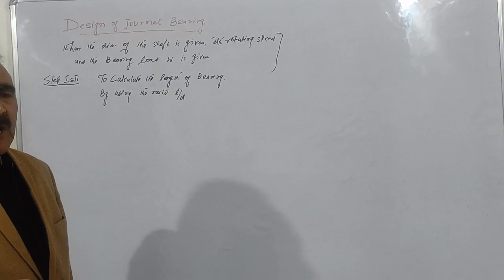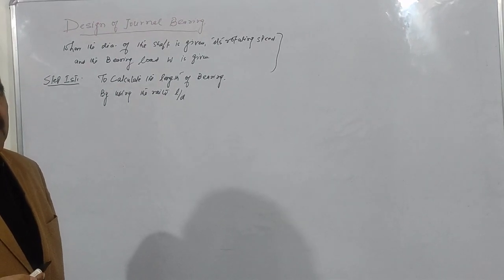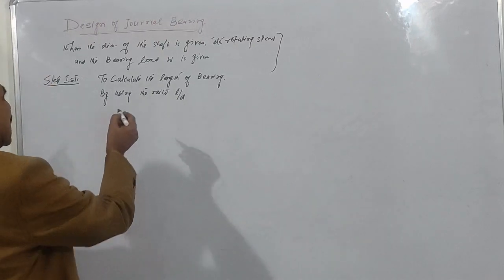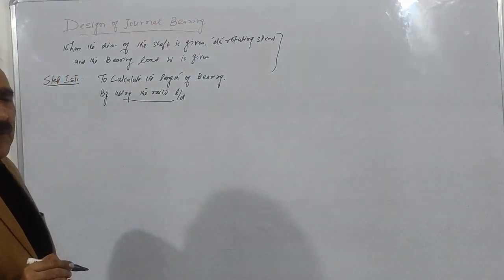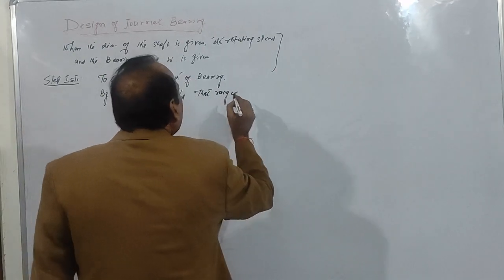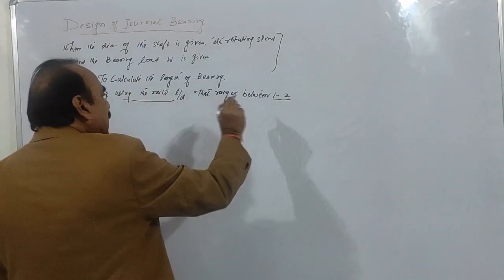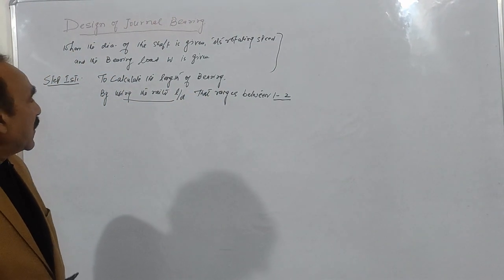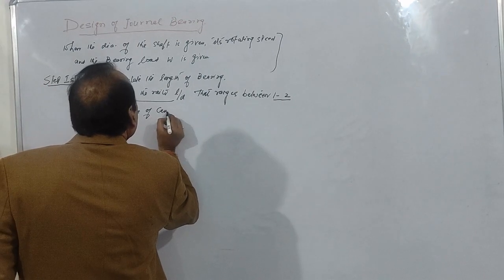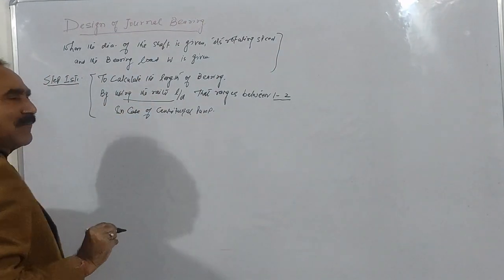That depends upon what type of bearing you are using and where you are using it. I am just assuming here that it is a centrifugal pump. In that case, if you see the table data book, L by D ranges between 1 to 2. So in case of centrifugal pumps, from there you will calculate the length of the bearing, right?